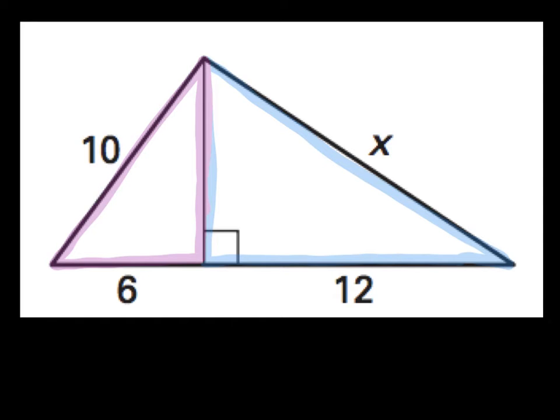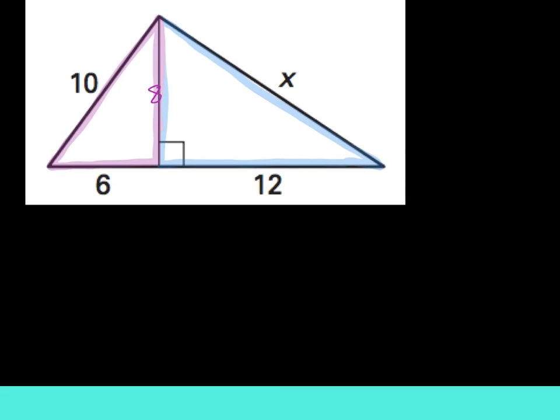The left one is a common triple. Good. What would be the height of this? 8. Good. 6, 8, 10 is one of those triples. And then is there an 8, 12 one? No. So we've got to figure it out. 8 squared plus 12 squared would equal x squared. 64, 144.